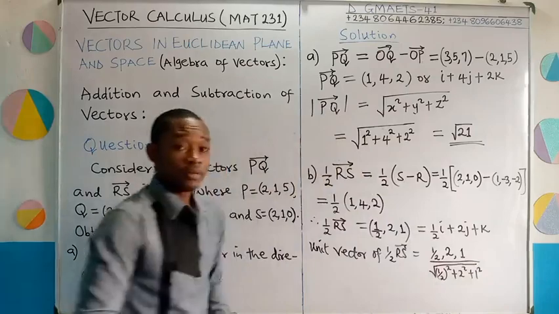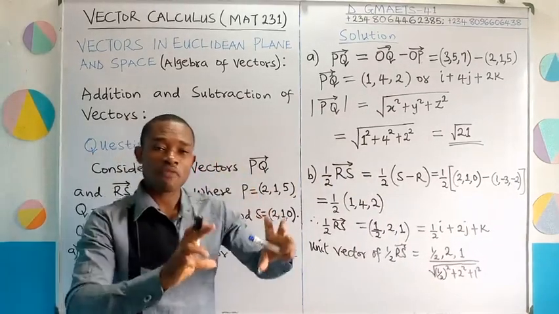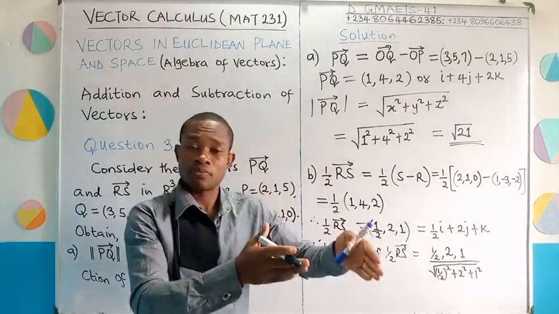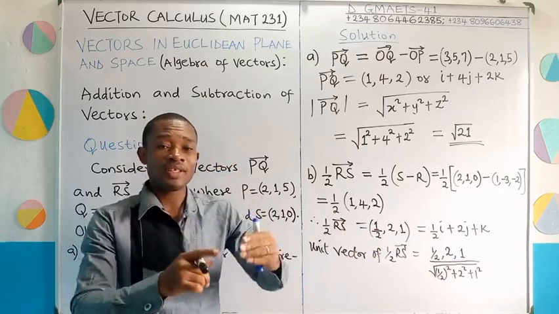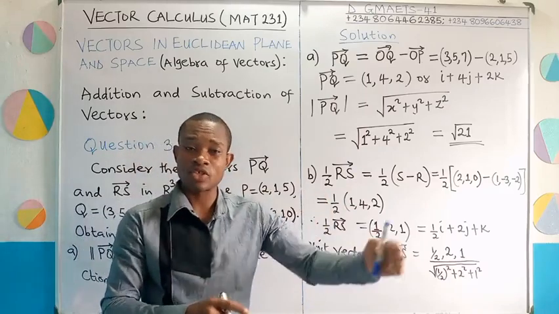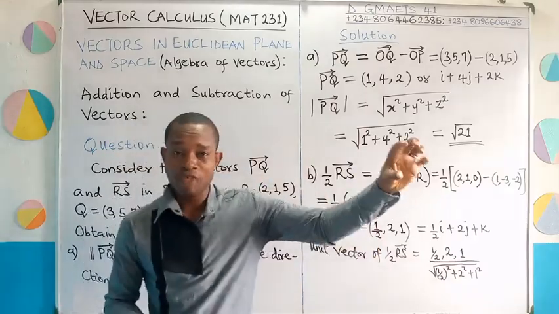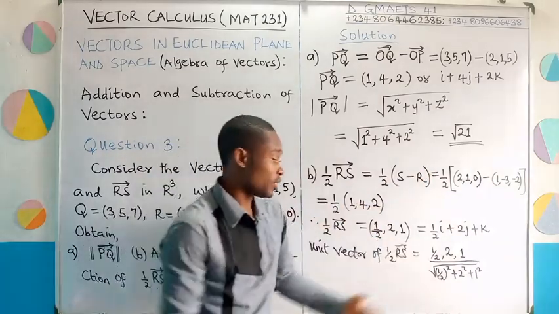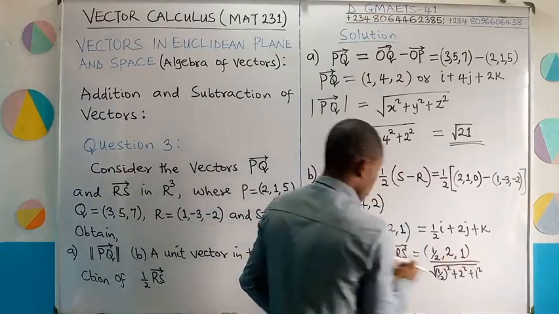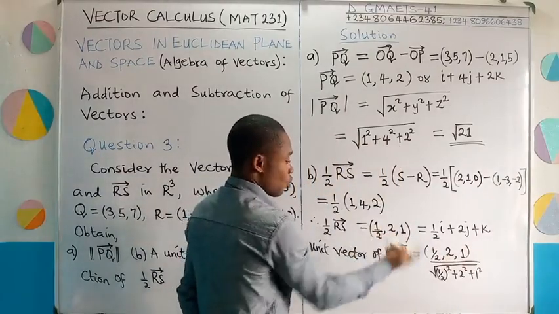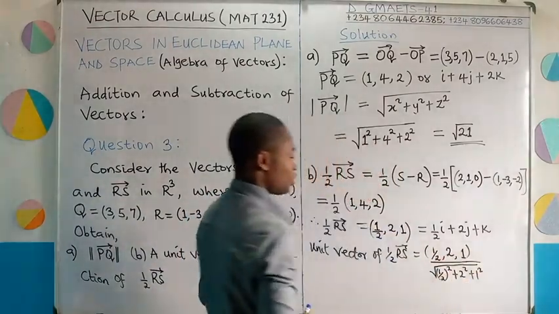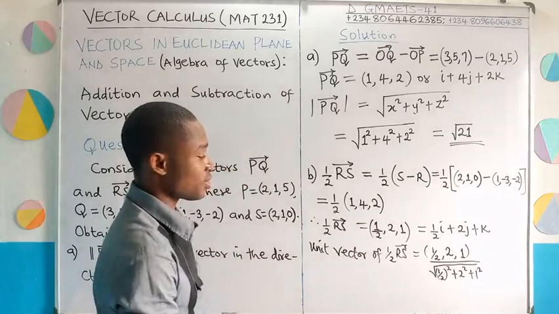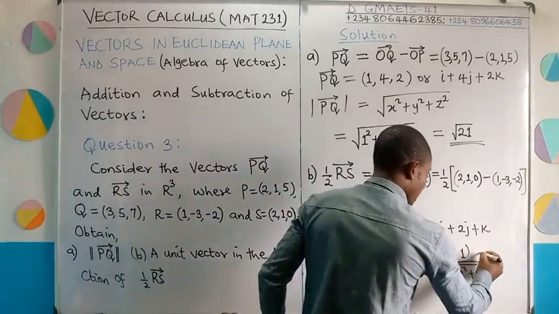Remember, the unit vector in the direction of any given vector is simply the position vector divided by the magnitude of that same vector. That's what I've done here. The numerator here is the position vector we obtained already, 1/2, 2 and 1. So we're dividing it by its magnitude. Let us simplify this and see what we are going to get.